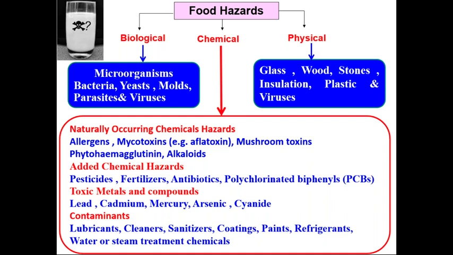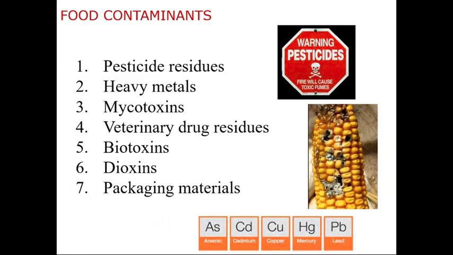The other contaminants which come in, especially because of processing, are the lubricants, the cleaning material, the sanitizers, the paints, refrigerants that are used, etc. So the major food contaminants that I will discuss are the pesticide residues, the heavy metals, the mycotoxins, antibiotics and veterinary drug residues, one or two biotoxins, and bisphenol A in the packaging material.